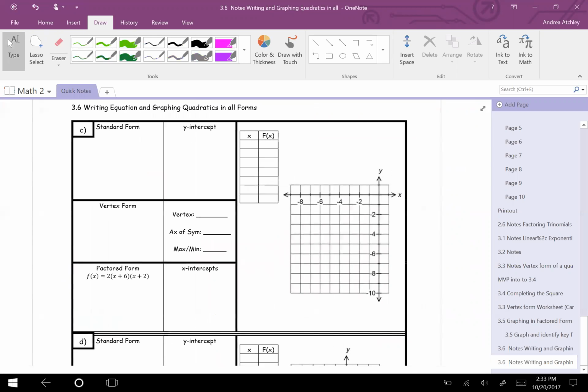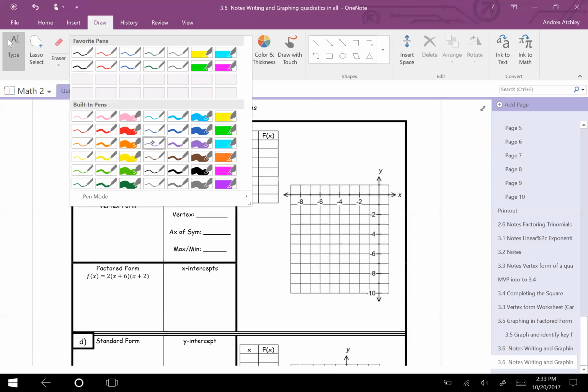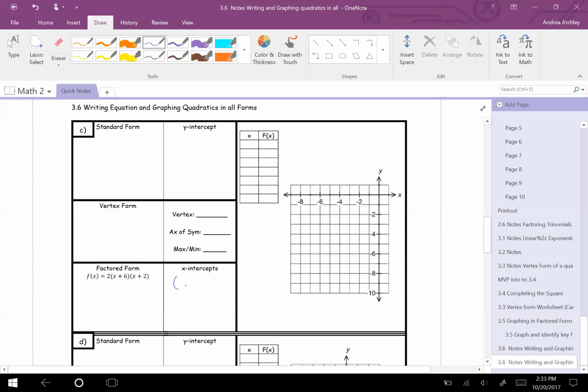Okay, I was given it in factored form. Tori, what can I figure out easily from factored form? Okay, and what are the x-intercepts then? Very good. -6, 0, and -2, 0. So I'm going to graph those. I'm going to go x is -6 and y is -2.